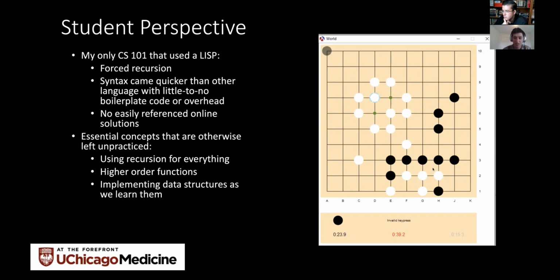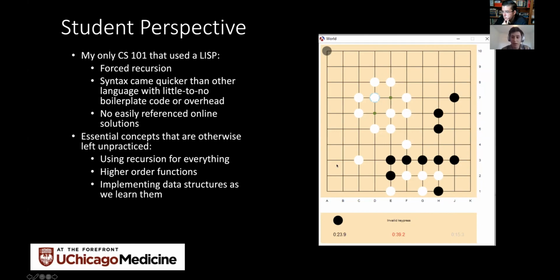And then in addition, because of the small core library, the syntax came quicker to me than with other languages, and there's little to no boilerplate code or overhead to learn. And as I mentioned earlier about leveling the playing field, there weren't really easily referenced online solutions because of the projects that were really individualized to our class, and the visual projects rather than coding exercises that you find in every intro CS course, and just the relatively unused language.